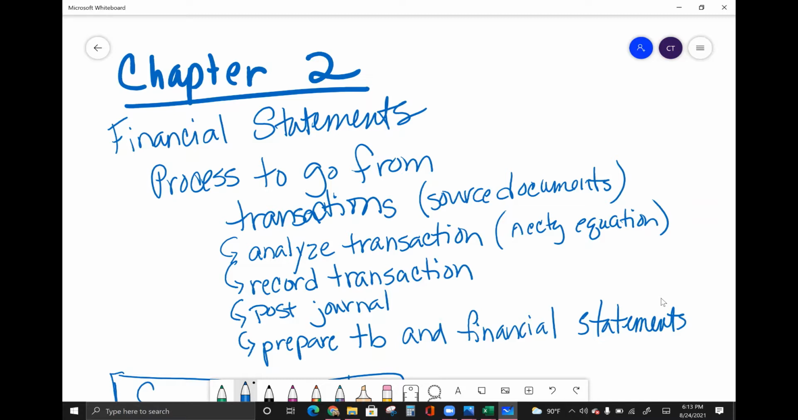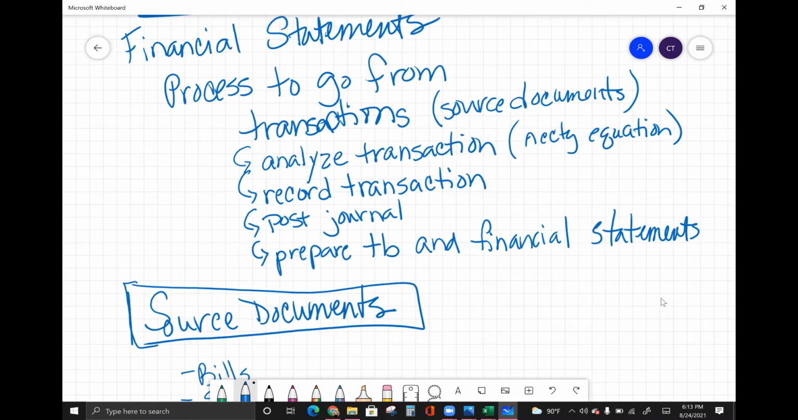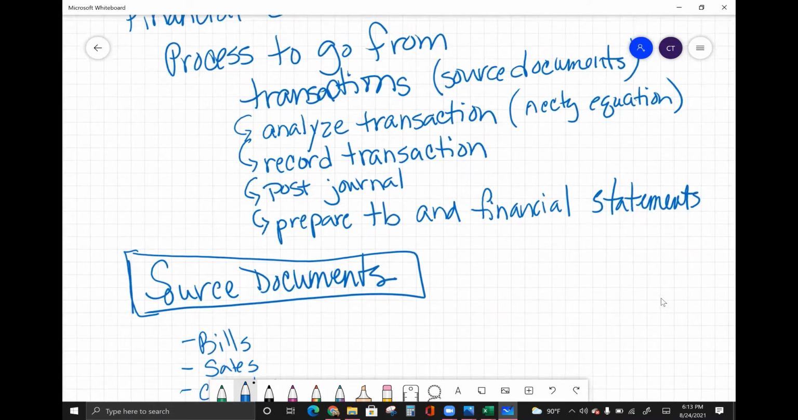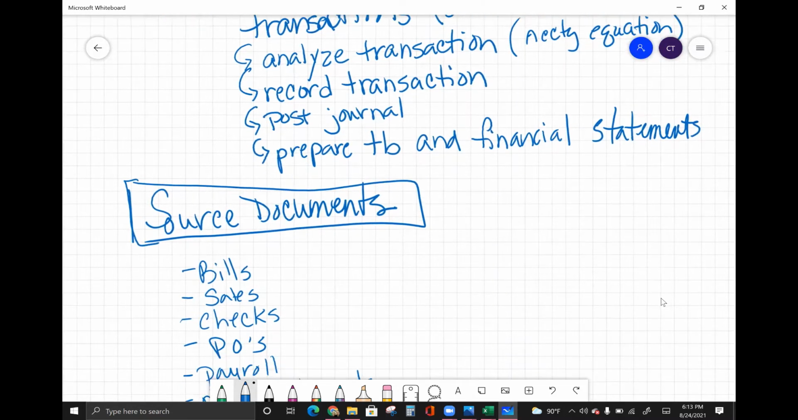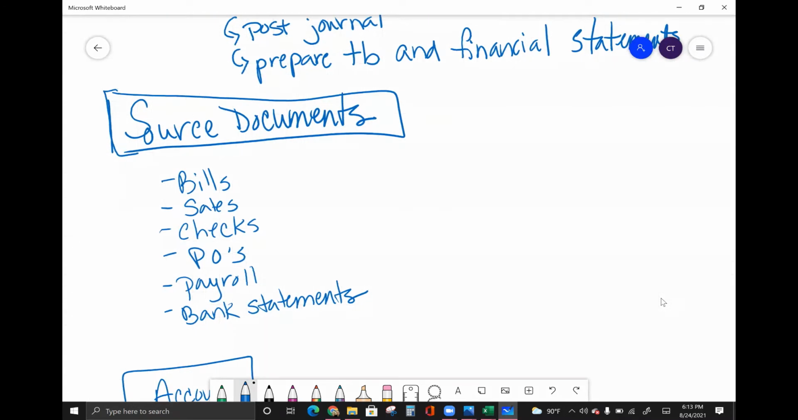Sales transactions. Purchasing. Taxes, we'll have to pay taxes. Rents. Payroll. So all of these things that you're naming are source documents. If you look at the notes that I put on Moodle, it kind of outlines everything that's in the chapter. It'll have all the different source documents that we just talked about.